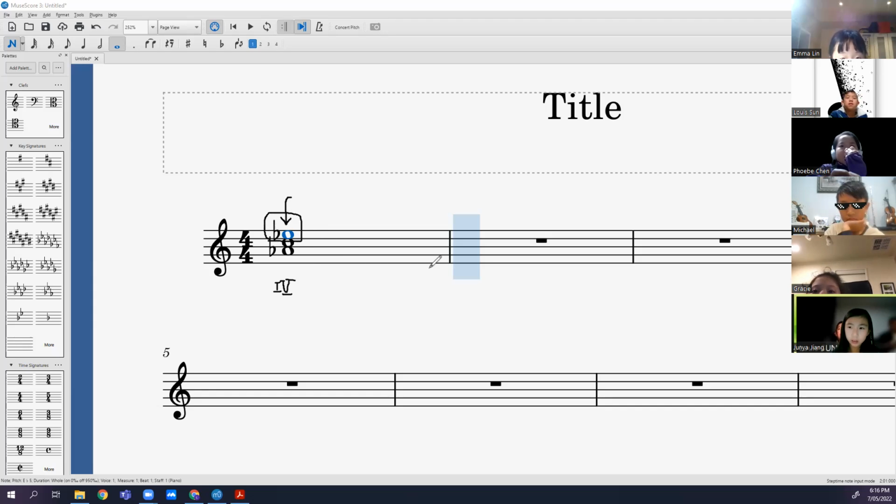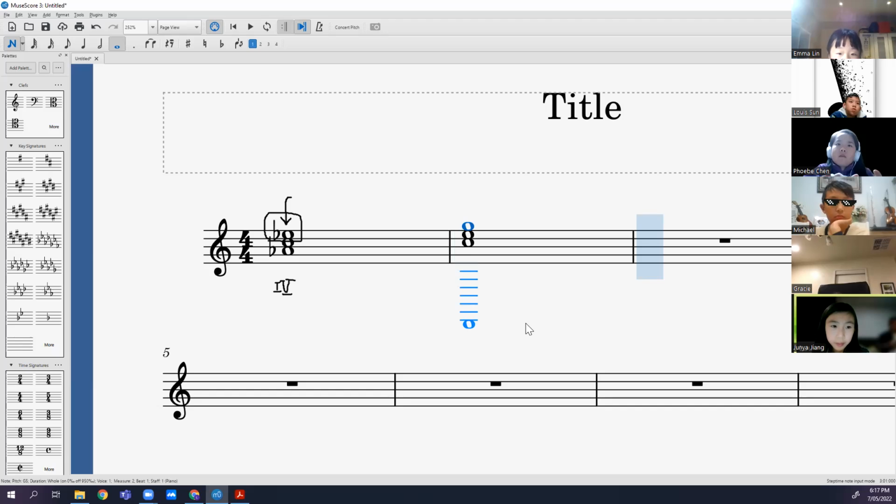Easy peasy. So is this one like E flat major? Yep, easy, right? Let's try another one. Let's see. Someone quick. Think fast.